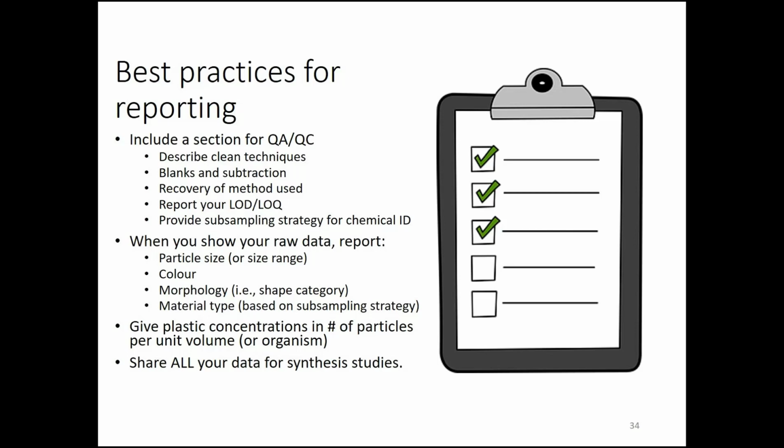When you show your raw data, it's important to give the particle size, the color, the morphology, and the material type. I think the color may be less important, but a lot of people do want to see that data. And then give the plastic concentration and number of particles per unit volume. But then some people would like to see weight too, if you can do it. We often don't because it's not easy to weigh microplastics.